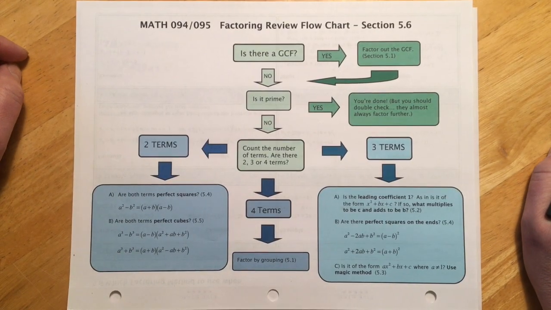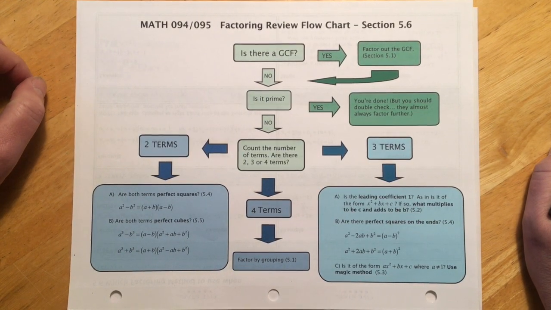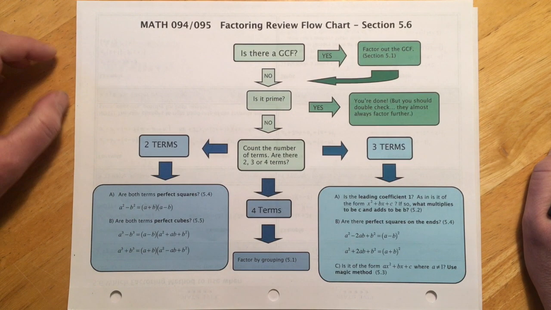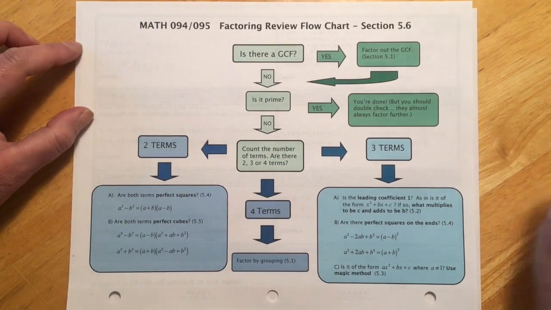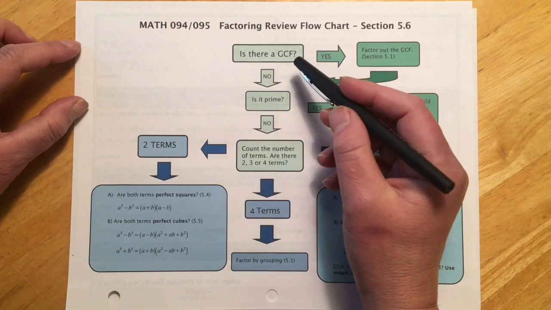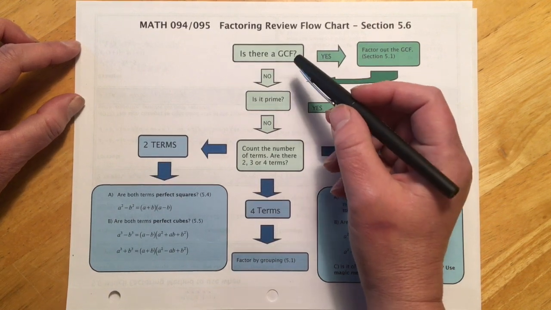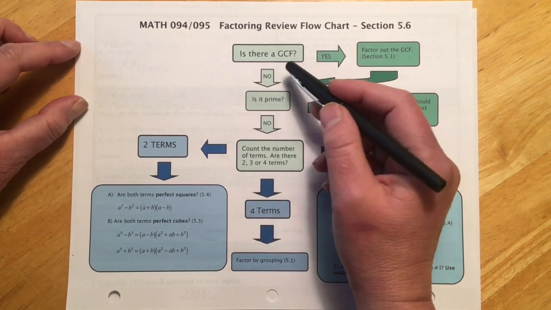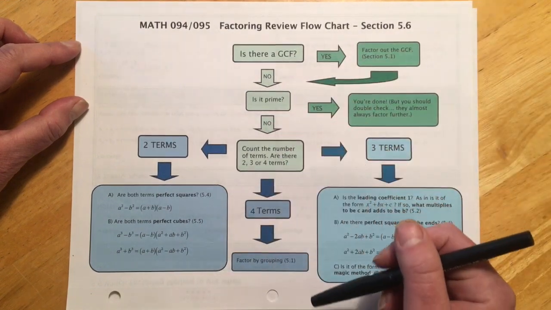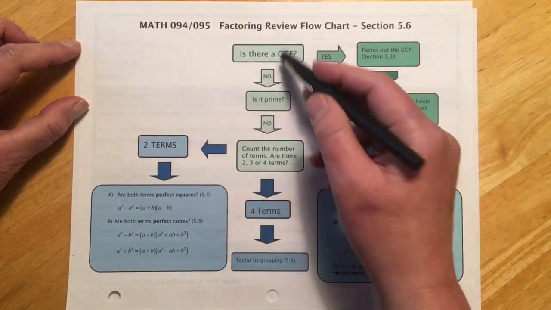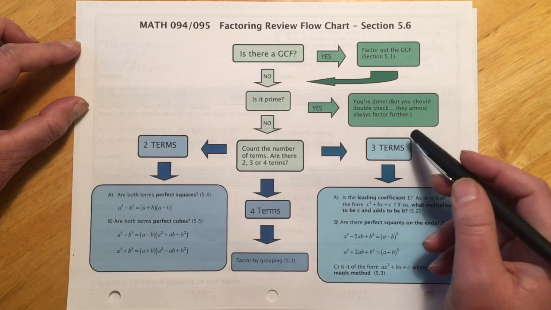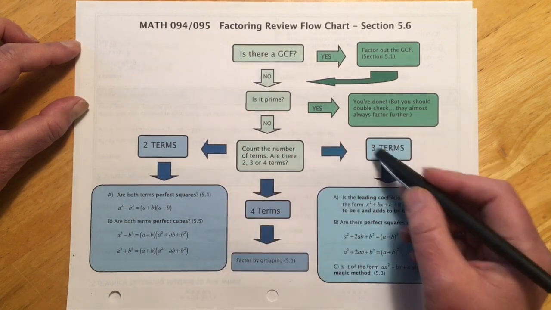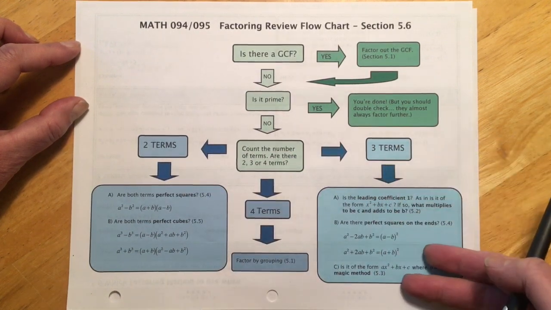Hey guys, so in this video we're looking at the first of the three-term factoring problems. Our first step, as always, is going to be to look for a GCF. I can't overemphasize how important it is that you get the GCF out of your way if there is one present. I'll do some examples with that. So once you get the GCF out of the way, you count the terms. And for these ones, we would have three terms, so we're over on this row.